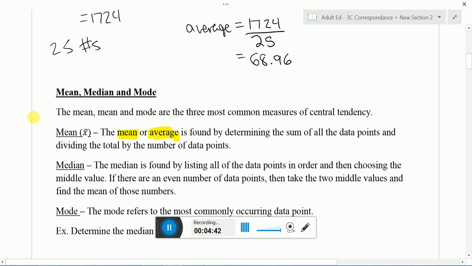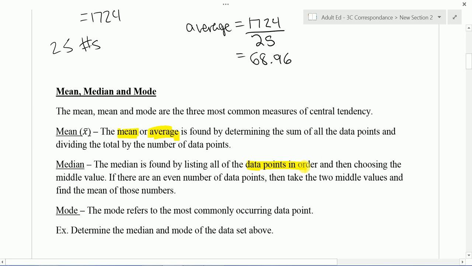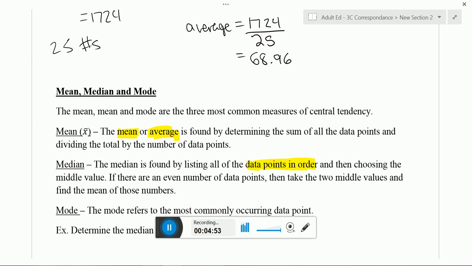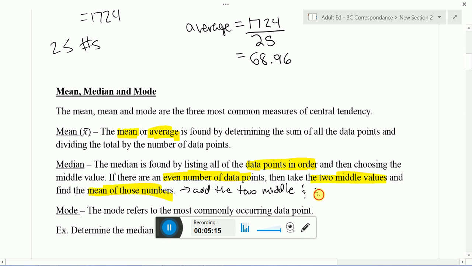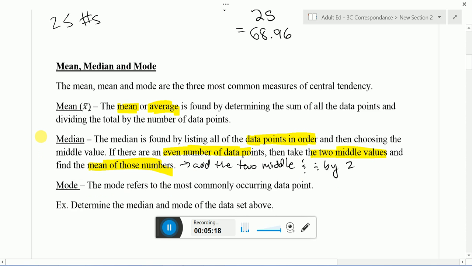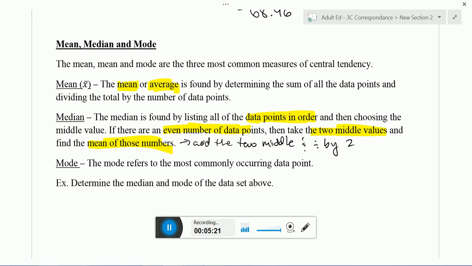The median is found by listing all the data points in order, and that's very important and something that a lot of students forget to do. You have to list the data points from smallest to biggest, and then find the very middle value. For an even number of data points, we take the two middle values and find the mean of those numbers. Basically what that means is we add the two middle values and divide by 2. The mode refers to the most commonly occurring data point.